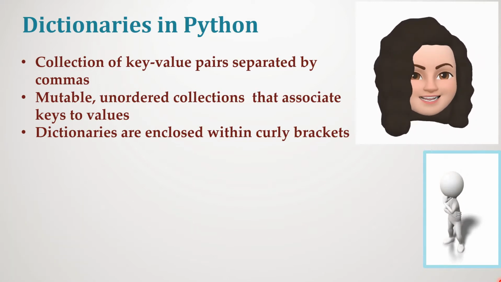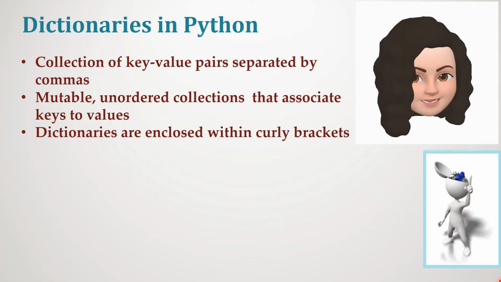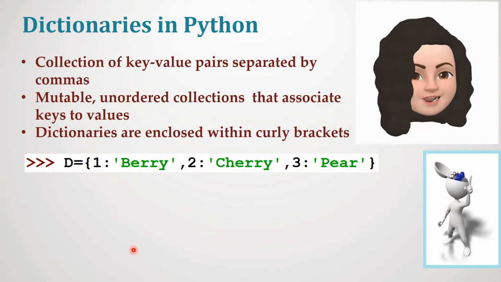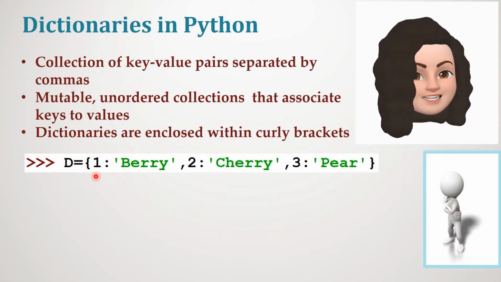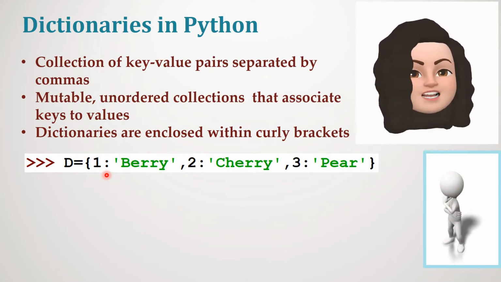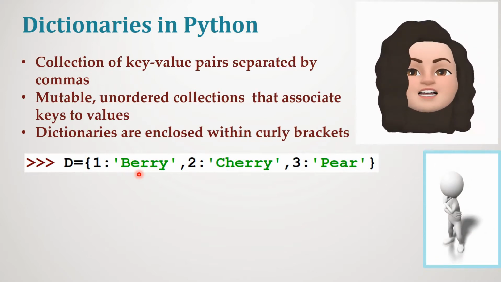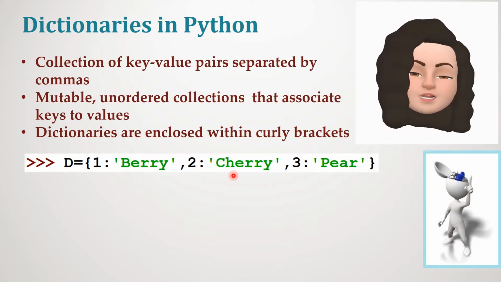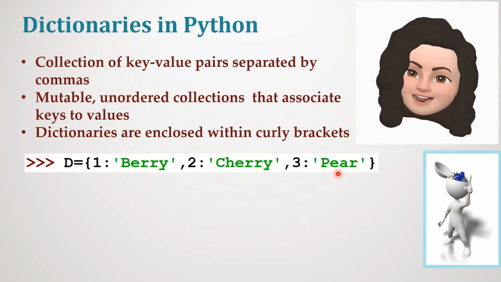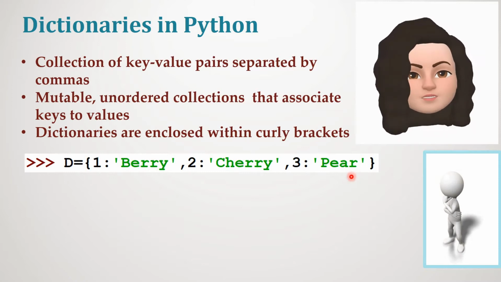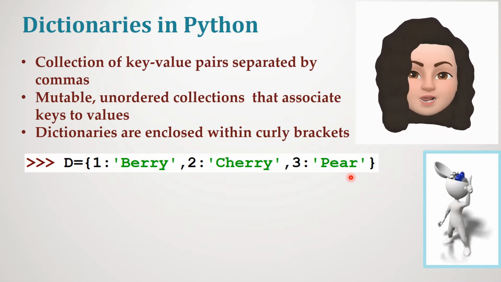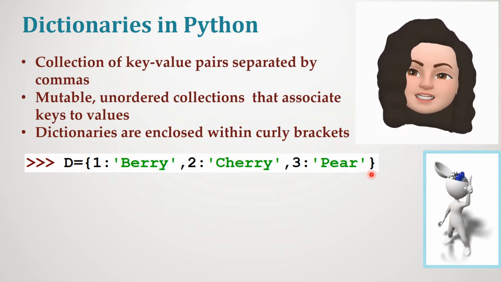Now let's create a dictionary. D is equal to, start the curly bracket, first key value pair, key 1, colon, the value berry. Berry is a string, so it should be given within quotes, comma, the second key value 2, colon, cherry, comma, 3, colon, pear. So any number of pairs can be given and you have to close the curly bracket.